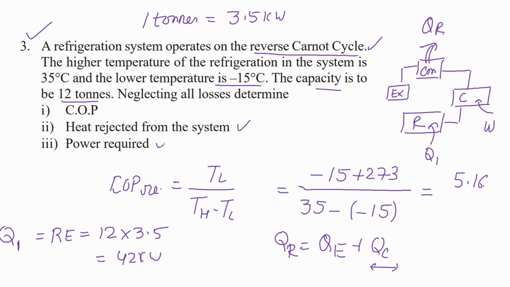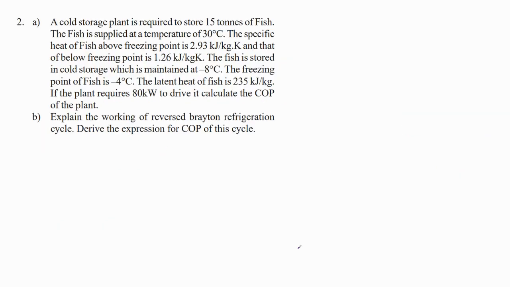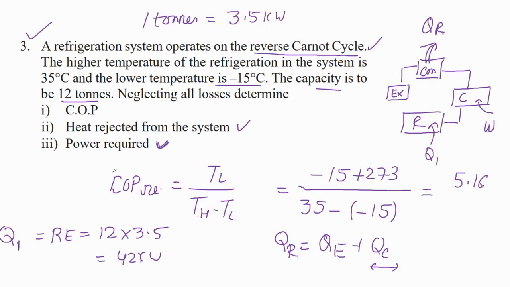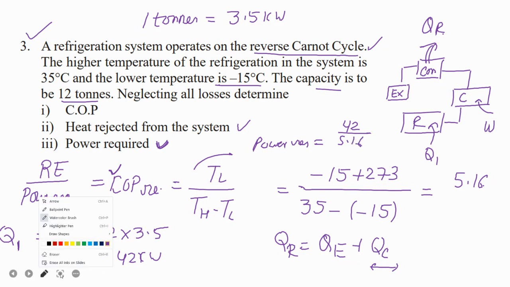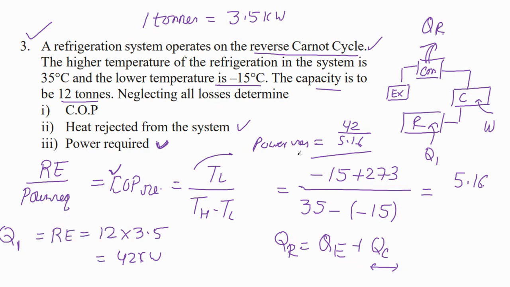So we don't know QC here, because first we have to calculate power required. For calculating power required, we use this expression of COP. COP is equal to refrigeration effect divided by power required. So we can calculate power required from here. Power required is equal to refrigeration effect 42 divided by 5.16. Let me write it in another color so that you understand. So this is power required.